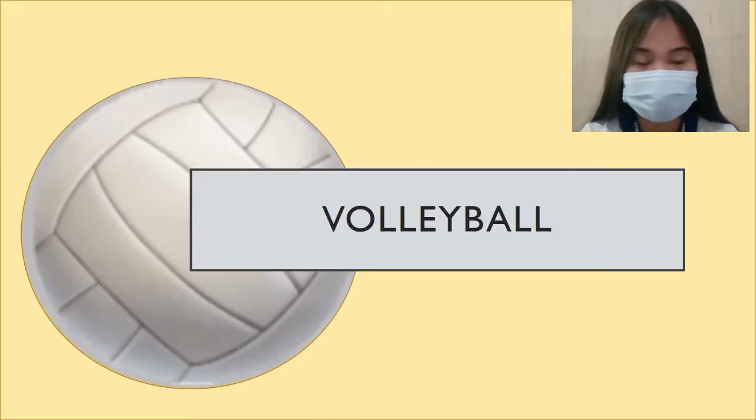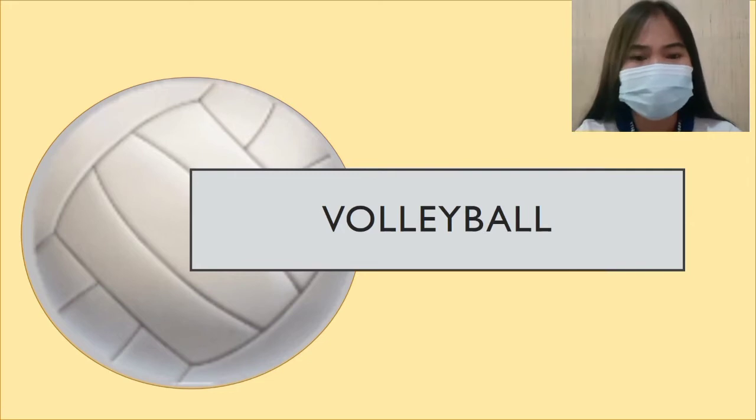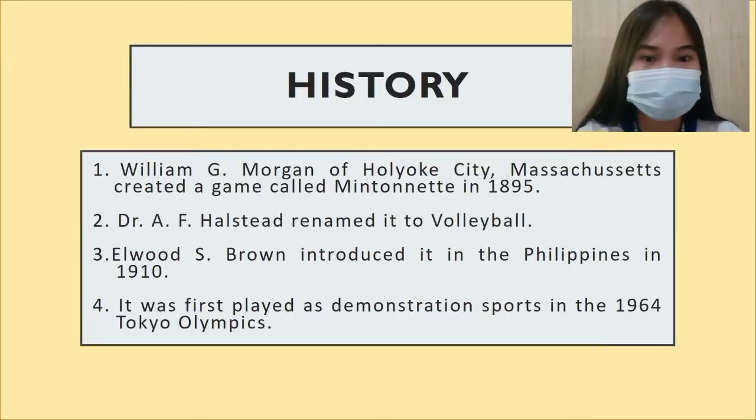Now, let us proceed to volleyball. So what is the history of volleyball? According to the module given to us, William G. Morgan of Holyoke, Massachusetts created a game called Mintonette in 1895. And then Dr. A.F. Halstead renamed it to volleyball. So it was Dr. A.F. Halstead who renamed it into volleyball, and William G. Morgan first created the game.